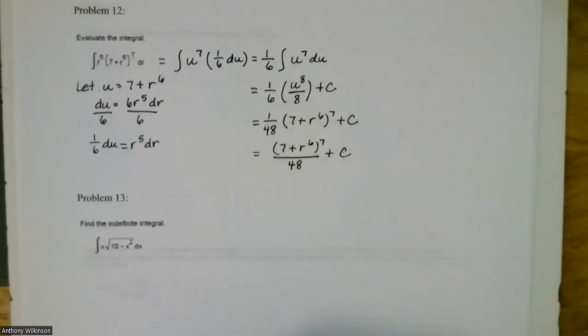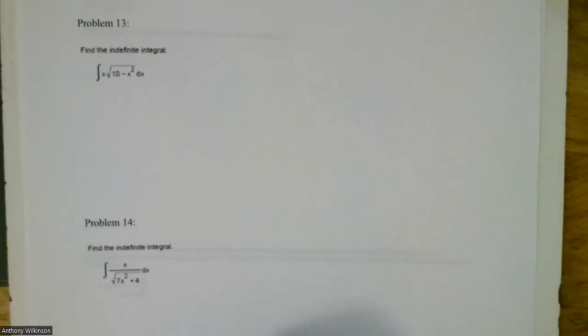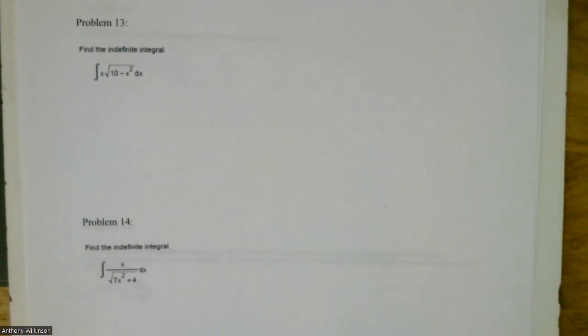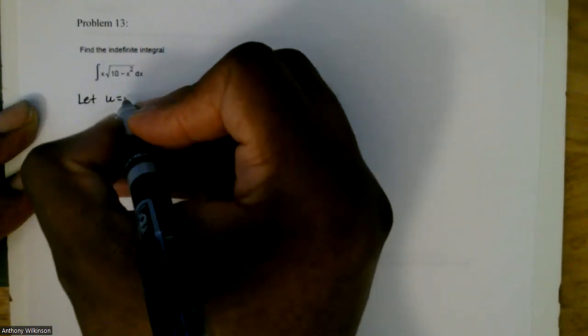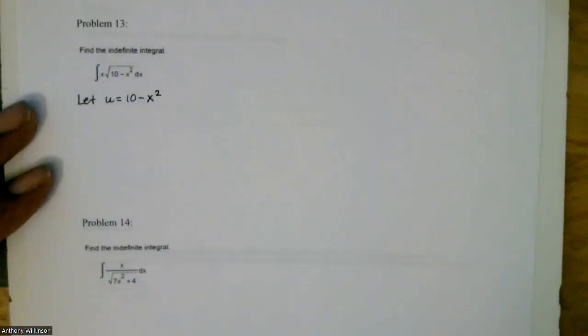All right, problem number 13. Say I want to find the indefinite integral here. So in this case, I have the integral of x times the square root of 10 minus x squared dx. So again, we can use an appropriate u substitution here. So let's let u equal what's underneath that radical, 10 minus x squared. That would be a good appropriate substitution for that.